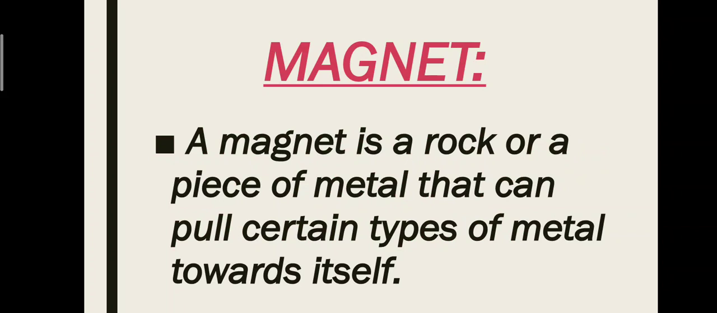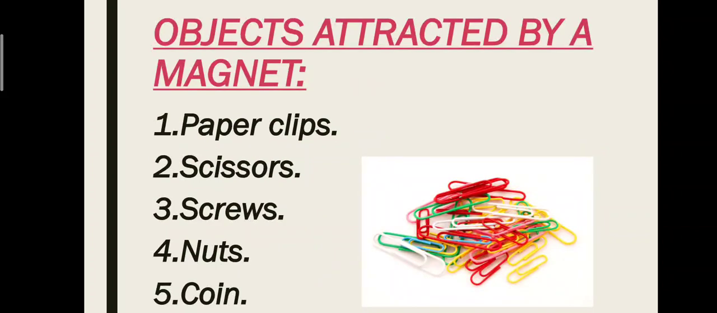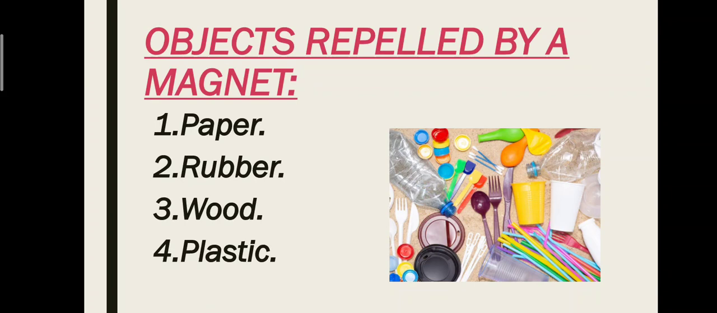Now there are certain objects which a magnet can pull, and on the other hand there are certain objects which a magnet does not pull. So we have to distinguish between the objects that are attracted by a magnet. On your screen there are 5 examples of the objects that can be easily attracted by a magnet: the paper clips, scissors, screw, the nuts and coins. These are all made up of some type of metal, and as I have told you earlier, magnets pull the metals towards itself.